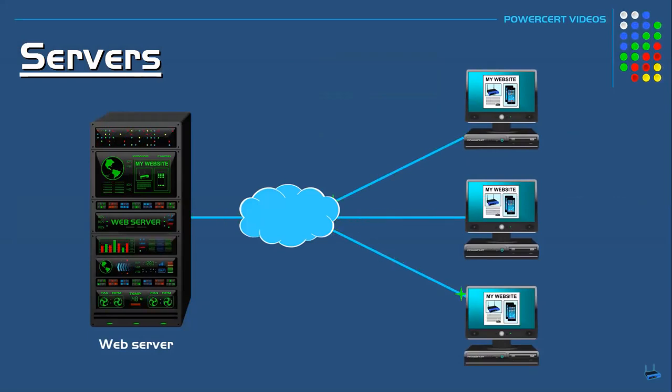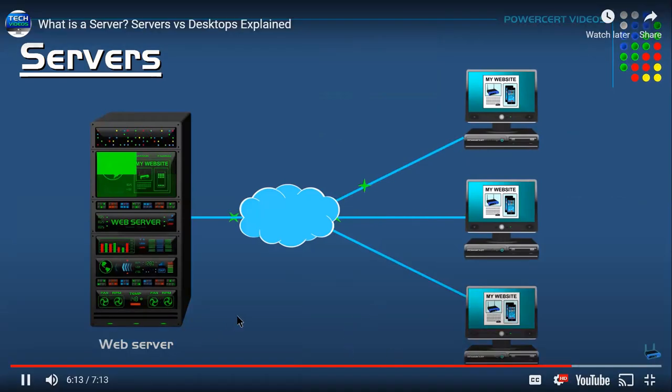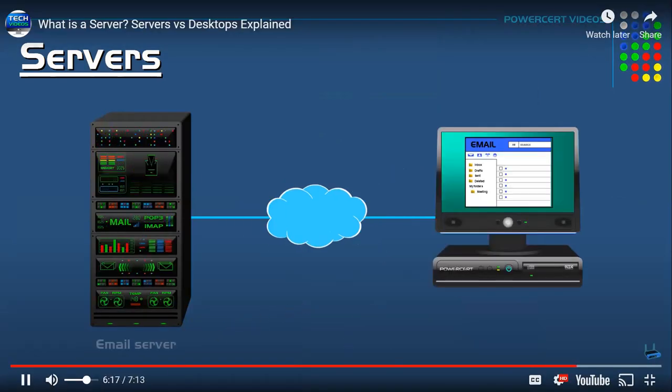The web server will contain all of the website data, including the HTML code and graphics, and it'll also be running the web server software. Another type of server is an email server. So you see, we'll just look at the web server. It contains all the code, all the programs, the HTML, the style sheet, and all of that on it.